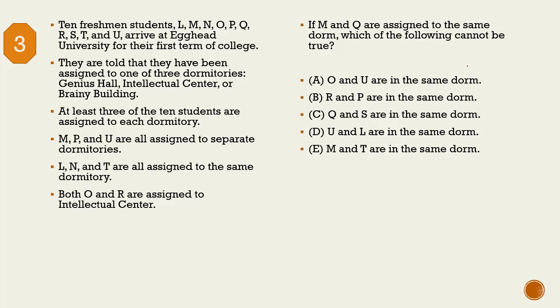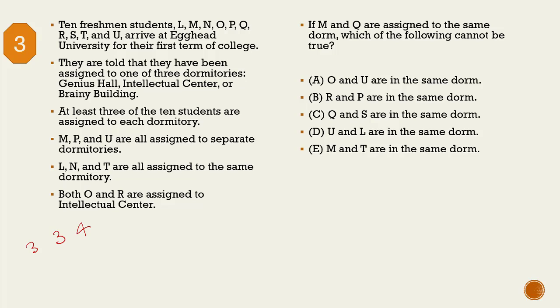So there are 10 students. Minimum 3 have to be in each dormitory. So the only possible split that can happen is 3, 3, 4 in any order. That means 2 of the dormitories would have 3 students each and one of the dormitories would have 4 students. Now let's have a look at the conditions.